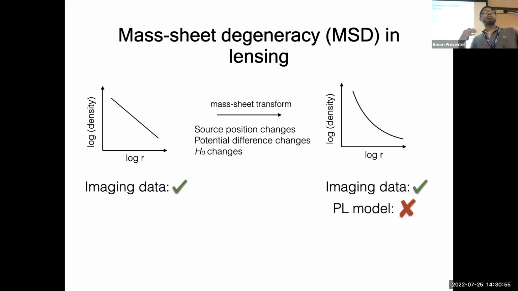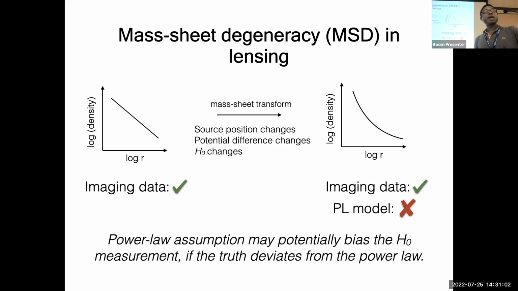So if the unknown truth about the mass density profile has some deviation from the power law, then it can potentially bias the Hubble constant measurement from time delay cosmography. So because of this, we decided to relax this assumption and see what we get, and constrain the shape of the mass density profile, so if it's a power law or if there is a deviation, using non-lensing observables. So in that way, these extra observables can break the Marshall degeneracy.